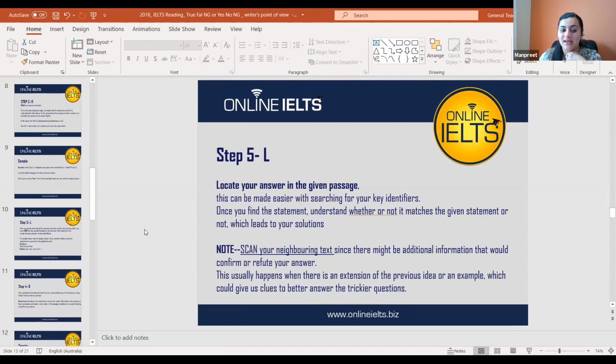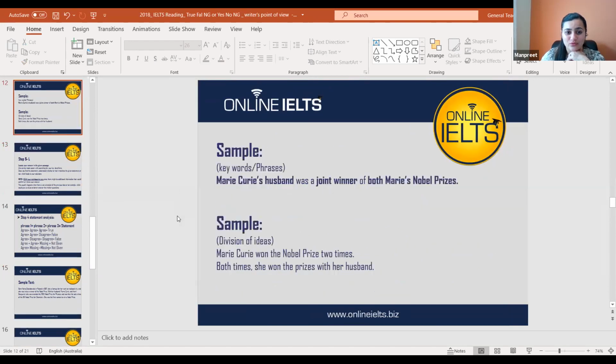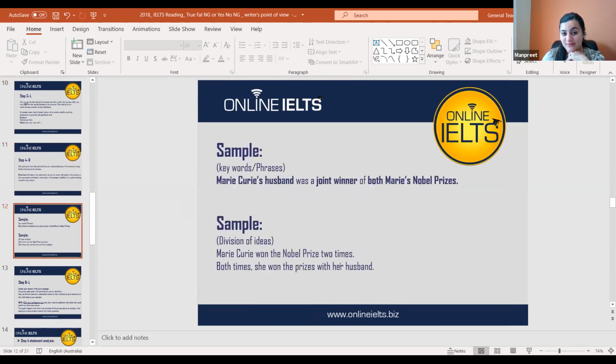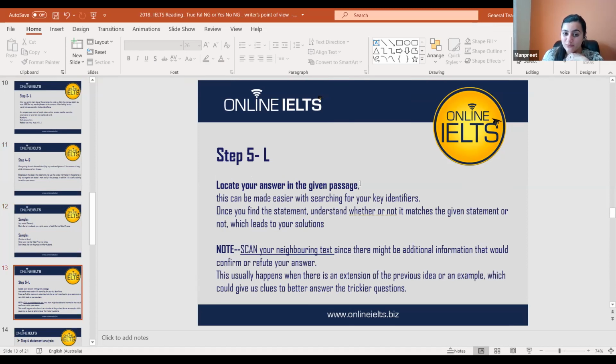So that means reading the statement carefully, or understanding the statement. Well done. What was number 3? Find keywords. Beautiful. Well done. And number 4 was just simple breaking down the ideas, which we did with the sample here. Beautiful. Good. Well done.